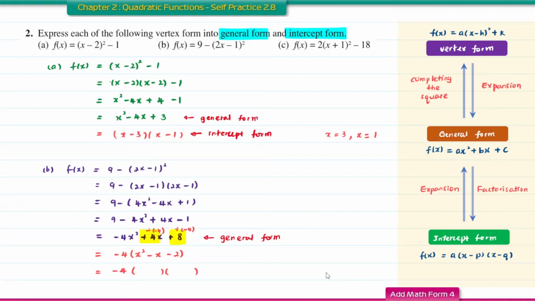So if you do that, you're going to get x equal to positive 2. The other one is x equal to negative 1. So for the first bracket, as this is plus 2, here will be x minus 2. This is minus 1, so here it will be x plus 1. So this is the quadratic function in intercept form.